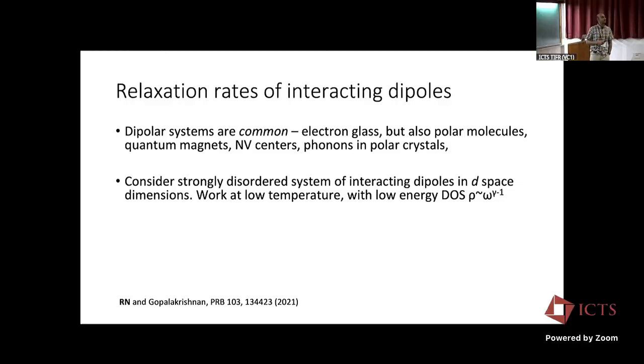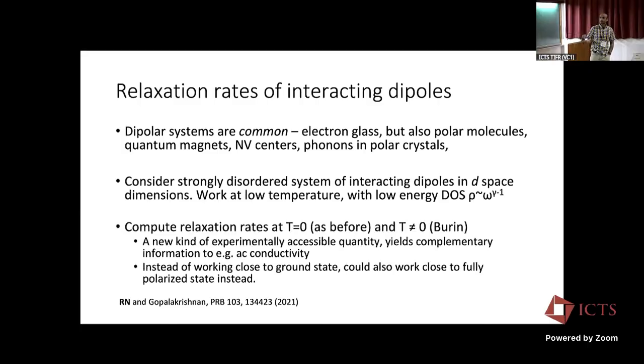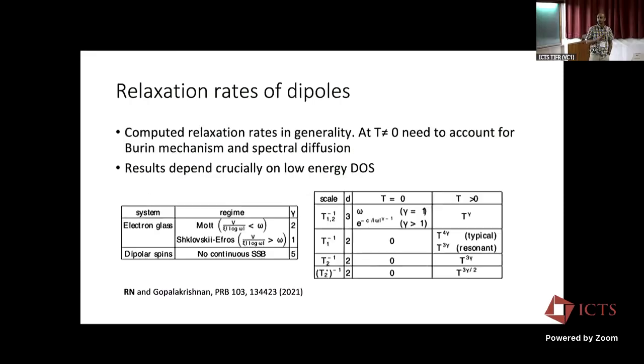And it turns out the scaling theory only depends on a handful of parameters. It depends on the low energy density of states of the dipoles. It depends on the dimensionality, and it depends on the temperature, in particular, whether the temperature is 0 or non-zero. And then you get a set of universal scaling results, which are summarized in these two tables.